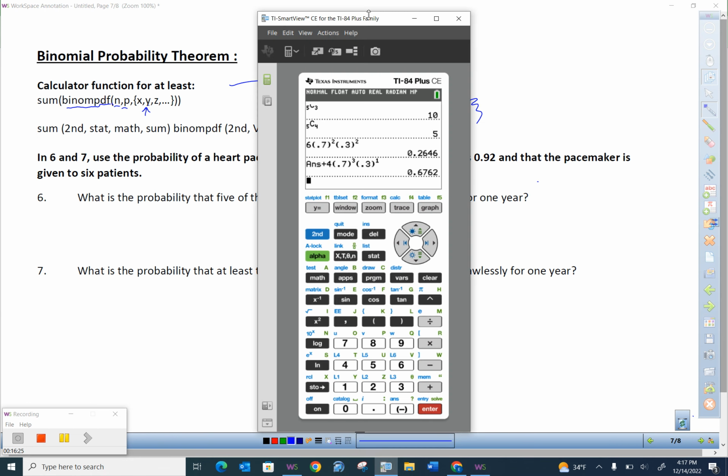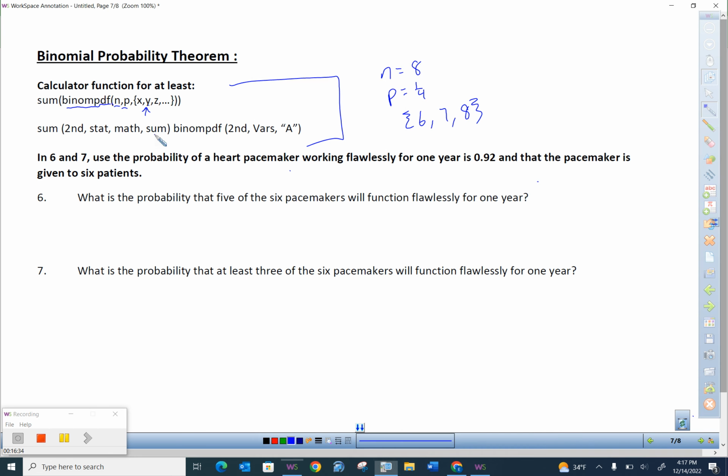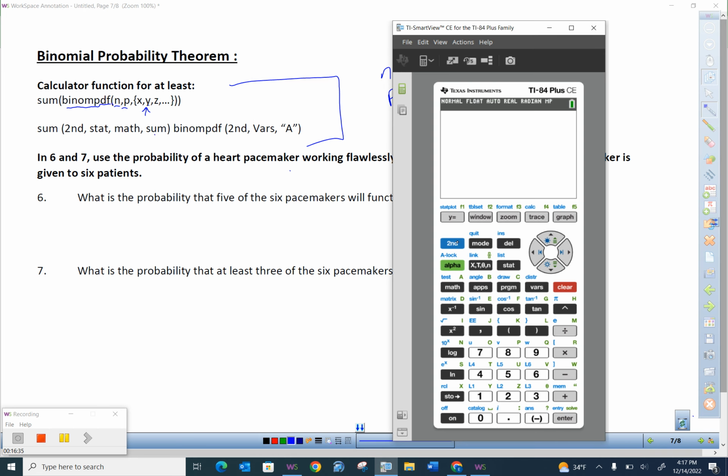All of the instructions on where to find this are on your note card, so you don't have to memorize the buttons. First part is sum, and it says it's second stat, math, sum. So let's do that. Second stat, over to math at the top. Sum is the 5th one down.